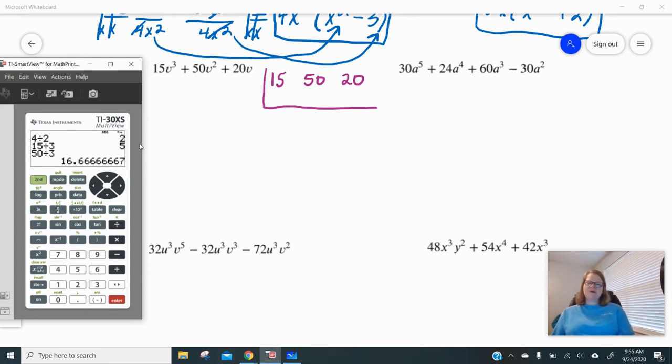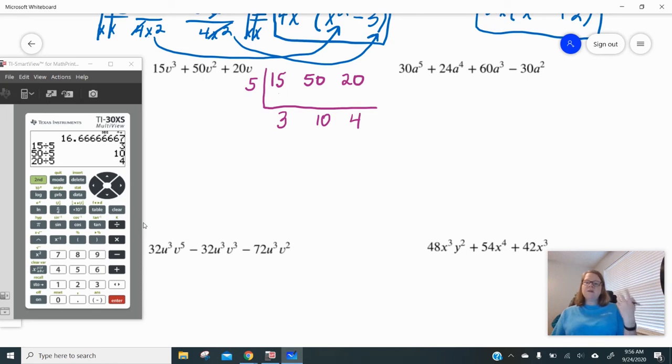What about 4? Well, 15 divided by 4, that's going to give me a decimal. So what about 5? 15 divided by 5 is 3. 50 divided by 5 is 10, and 20 divided by 5 is 4. So these will divide by 5. So let's put that out here. We've got 5, and 15 divided by 5 is 3, and 50 divided by 5 is 10, and 20 divided by 5 is 4.